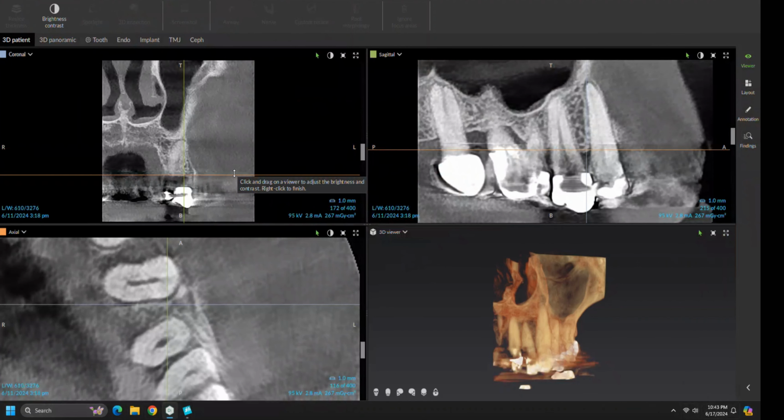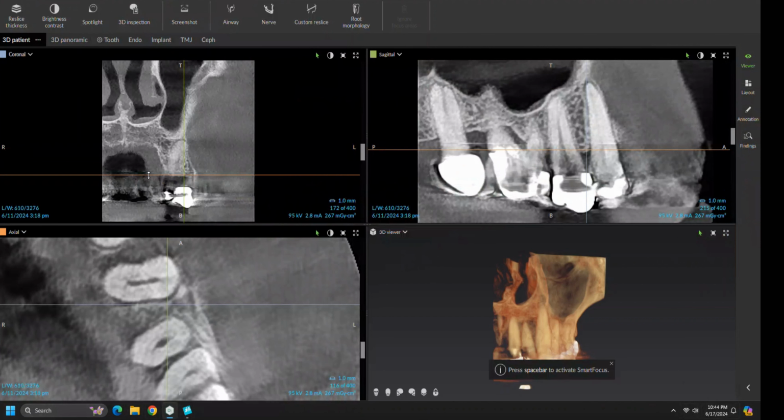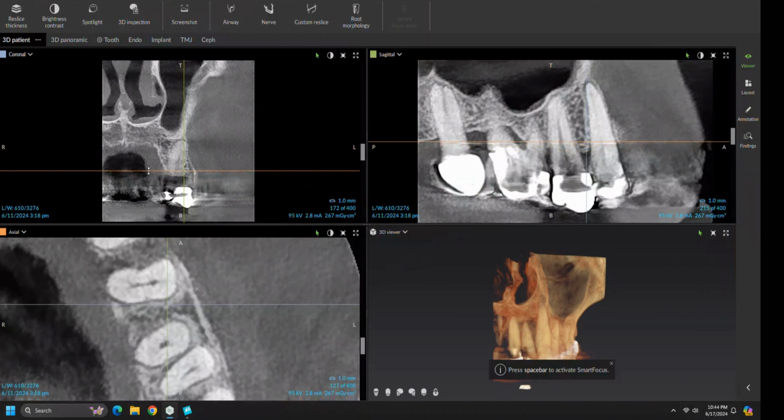For some reason, it wants me to alter the brightness and contrast. Let's see here. Click and drag on a viewer to adjust the brightness and contrast. Right click to finish. There we go. Okay, sorry about that.